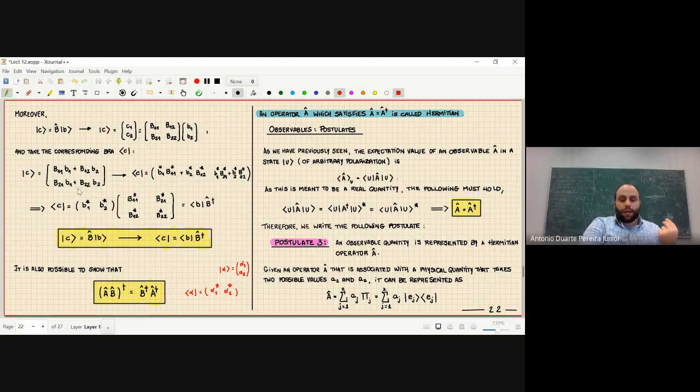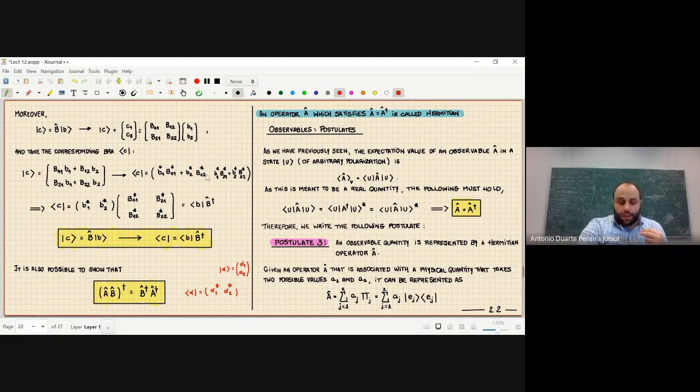And the second entry of the bra C will be this element complex conjugated. So I can just take the complex conjugate of this element and write B1 star, B21 star, plus B2 star, B22 star. Okay? So the bra associated with the ket C is given by this expression here.